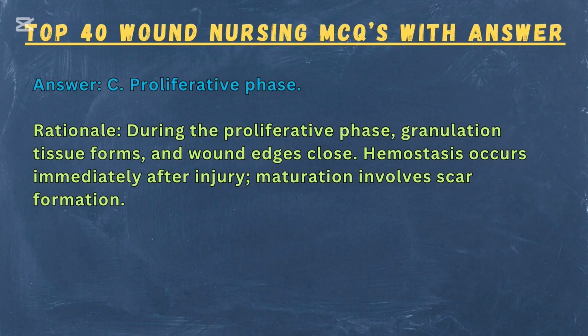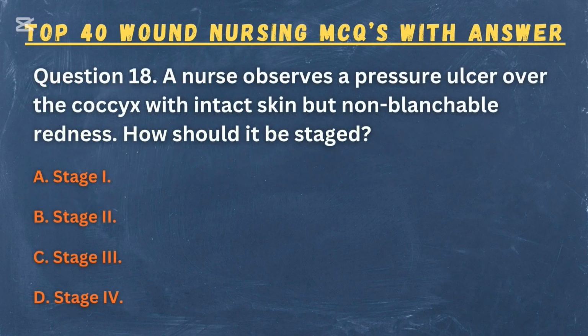Answer. C. Proliferative phase. Rationale. During the proliferative phase, granulation tissue forms and wound edges close. Hemostasis occurs immediately after injury. Maturation involves scar formation.